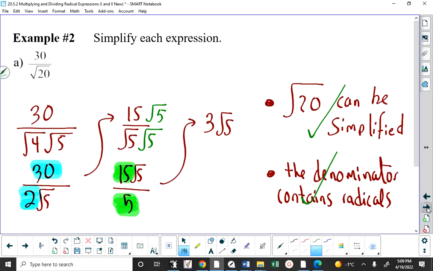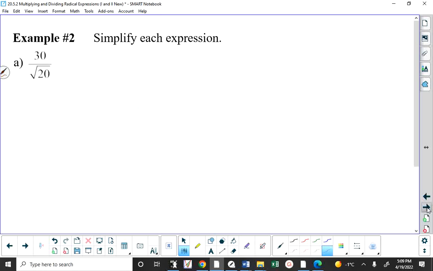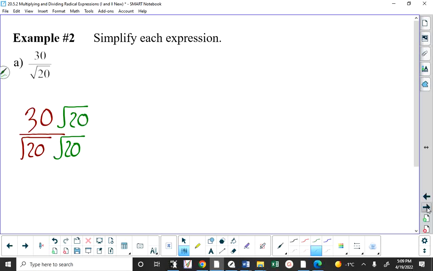Well, maybe somebody wants to rationalize the denominator first. We have 30 over root 20, and we're going to multiply the top and the bottom of this expression by root 20 this time. That's going to give me 30 root 20 over 20, because root 20 times root 20 is 20.